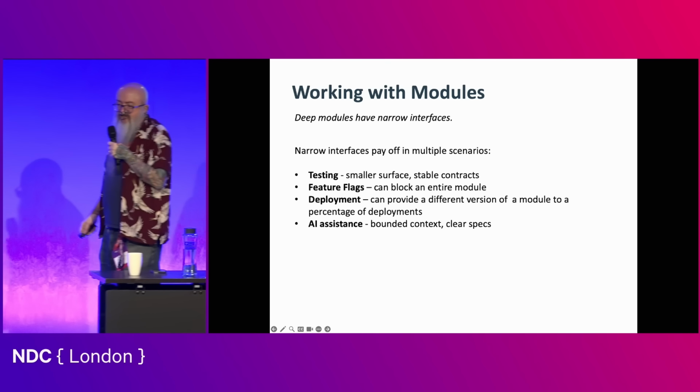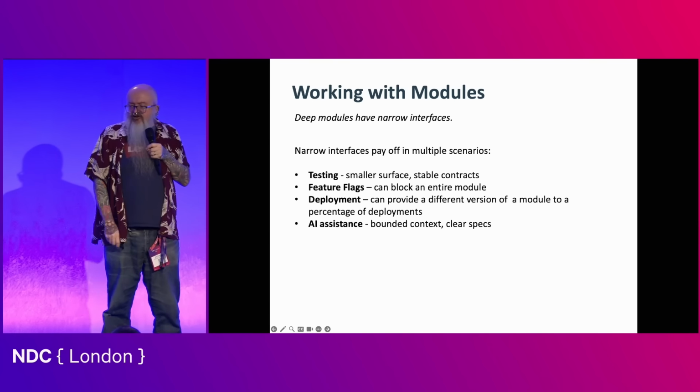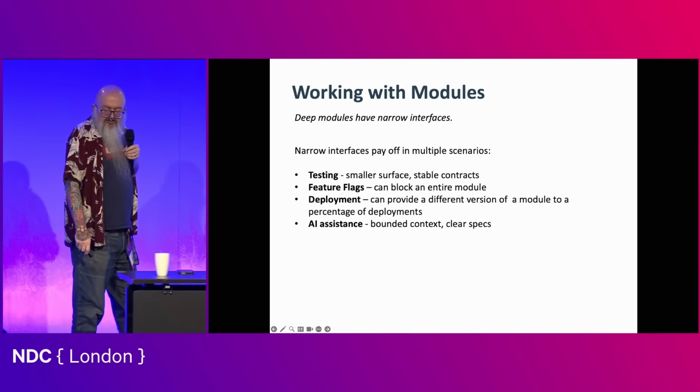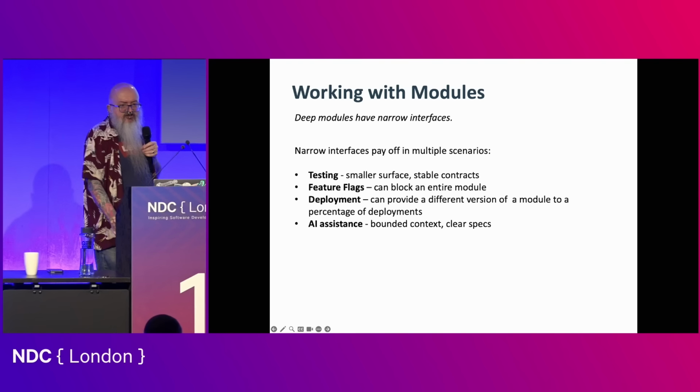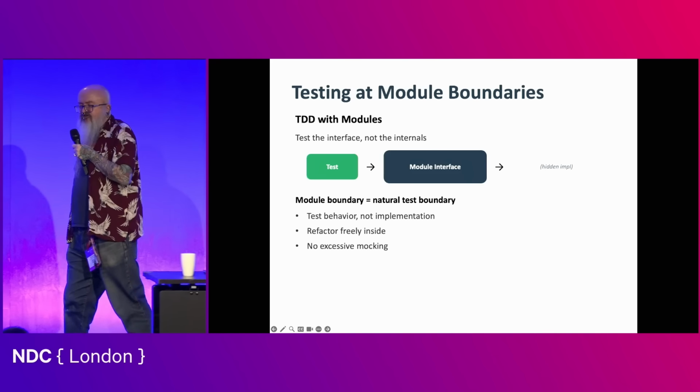Okay, some other quick ones. We got time, yeah, okay. I'll show you the code right at the very end, but you can go and look at the repo if you need to, right? So narrow interfaces help you in a number of scenarios. Testing, we've kind of talked about a little bit. We'll get into it again. Feature flags, deployment, AI assistance, right?